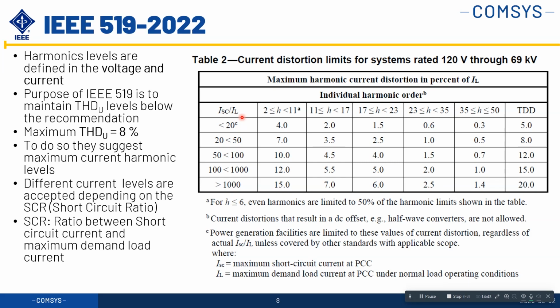You probably hear about the stiff network or soft or weak network. This is really what it is. If you have less than 20 here, then you have a weak network, and then they put a harder demand on the current distortion. Or if you have a very stiff network, meaning that the transformer is very oversized to your load, then you can allow a lot of current distortion.